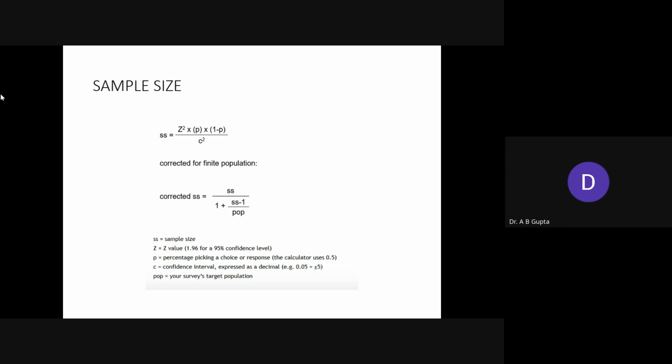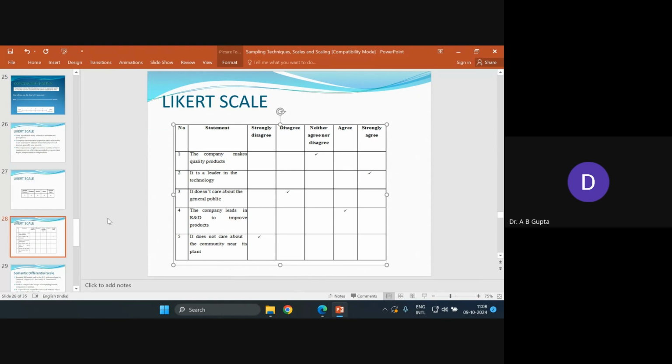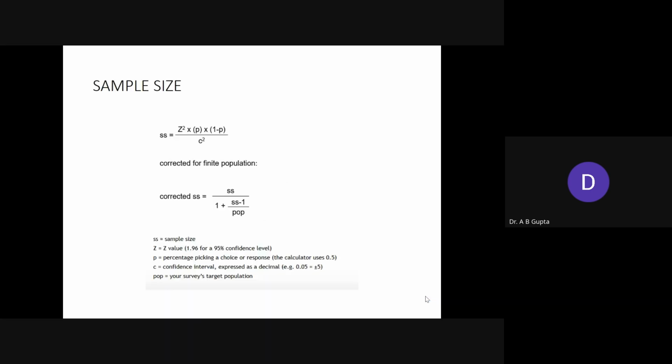So my friend, when your population is infinite, you use this formula: Z square multiplied by p multiplied by 1 minus p divided by c square. C is your confidence interval. Most of the time you use plus or minus 5%, but because it is used as a decimal in the formula, you will use 0.05. So first, if the population is infinite, you use the formula at the top.